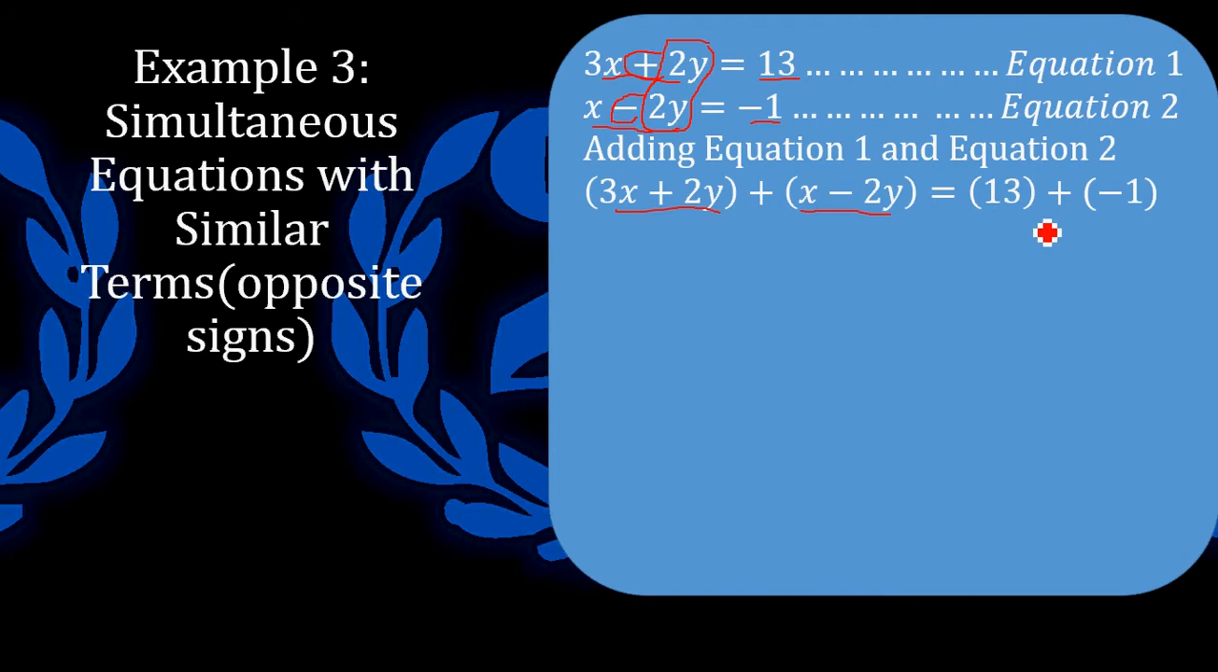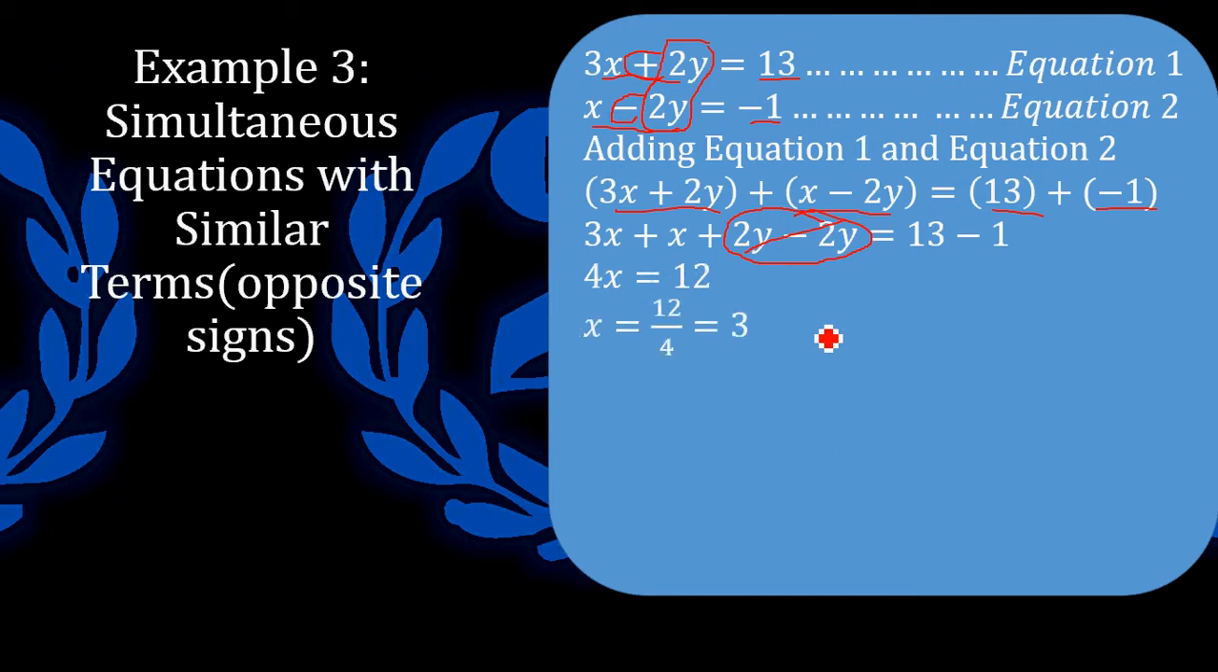And then all I do from there is just simply expand and simplify. Notice that the negative 2y and the positive 2y will cancel each other out. And what I will end up with is 4x plus 12. I solve for x and I get x is equal to 3.